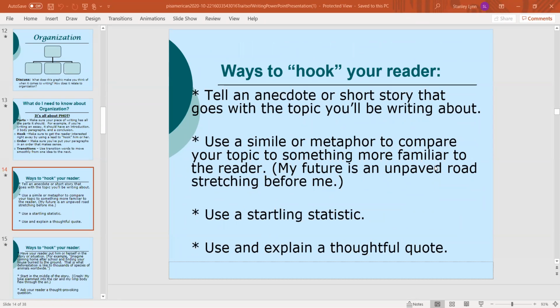Ways to hook your reader. You can tell a little anecdote or short story that goes with the topic that you'll be writing about. You can use figurative language, okay, a startling statistic, depending on what you're writing about. And you can use and explain a thoughtful quote.